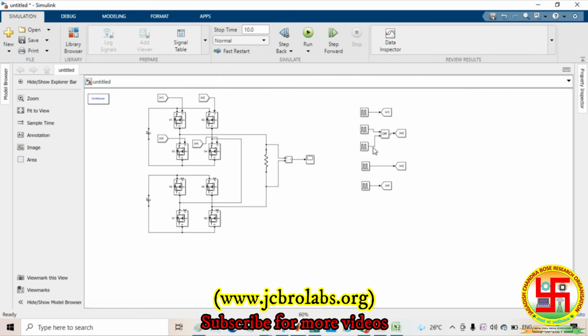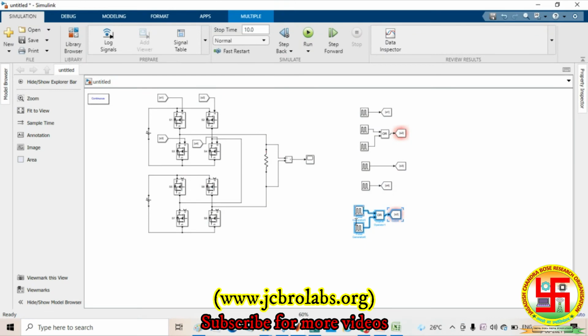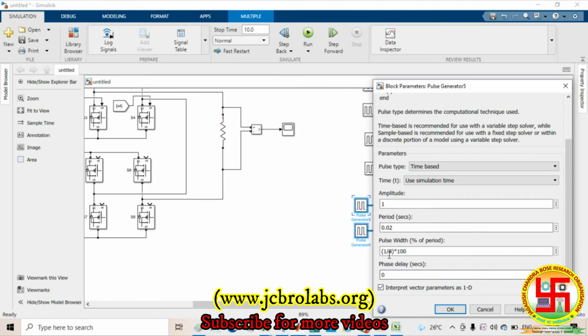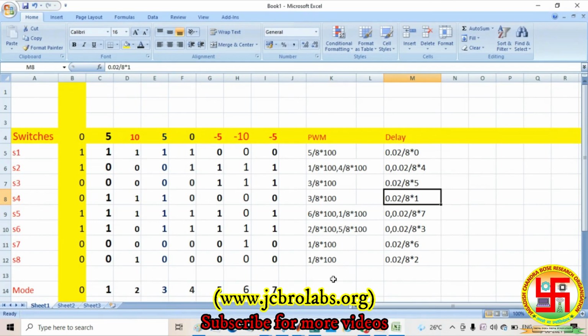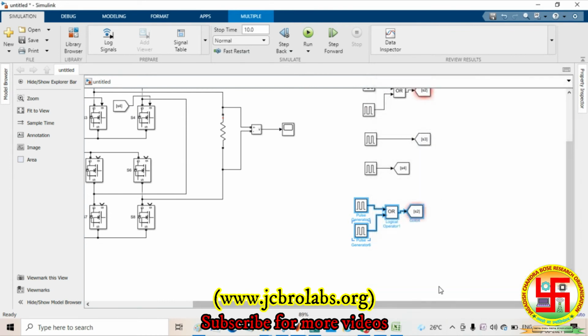So now you can see here. Now we need to give S5 also, right? For S5 purpose, we can observe 6 by 8, 1 by 8. You can see here, this is 6 by 8 I am changing. 6 by 8, 100, and the mode of operation will become 0 in this case. And here 1 by 8 only, right? Yes, 6 by 8, 1 by 8. This is 7. Apply. Okay.